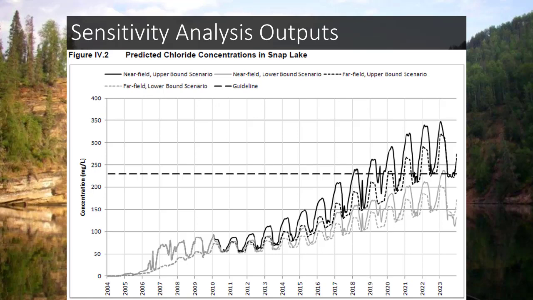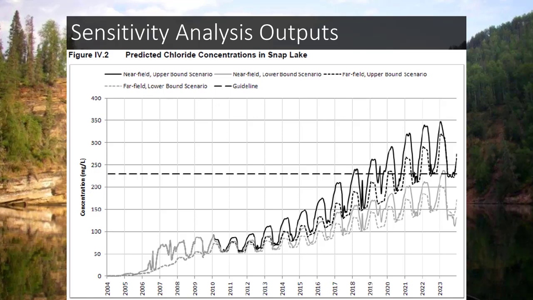And so we've run two scenarios. The solid line is near field, so basically just past the point of discharge, and the dashed line is the far field, so essentially far out into the lake where everything's fully mixed. And we have two scenarios here, and the two scenarios differ in the groundwater predictions. So somebody had done a model of the groundwater trying to predict the amount of water that seeps into the mine, and they were very uncertain about how much water that would be.